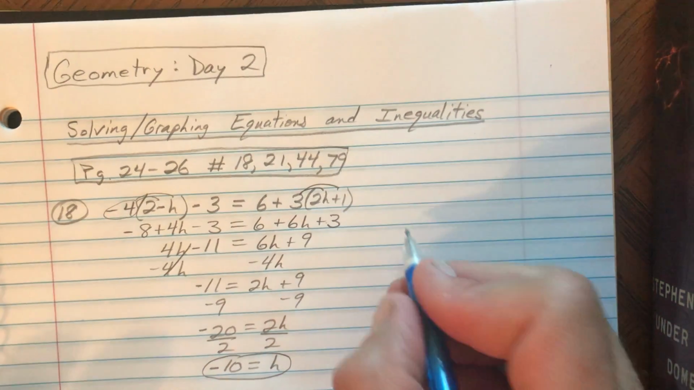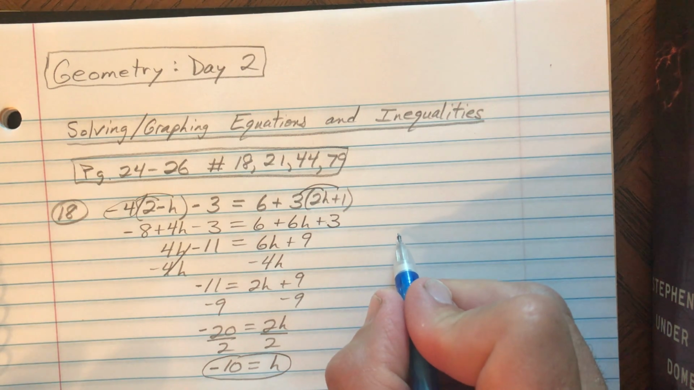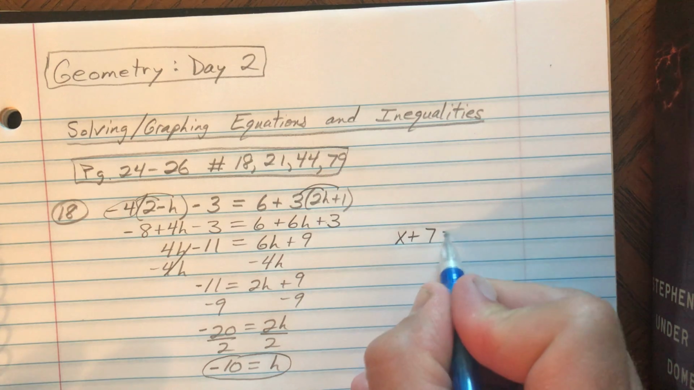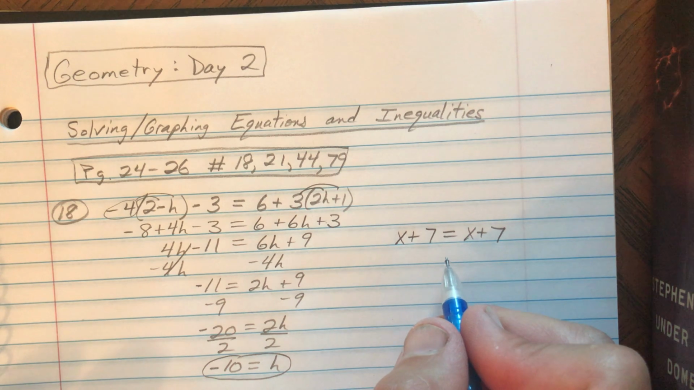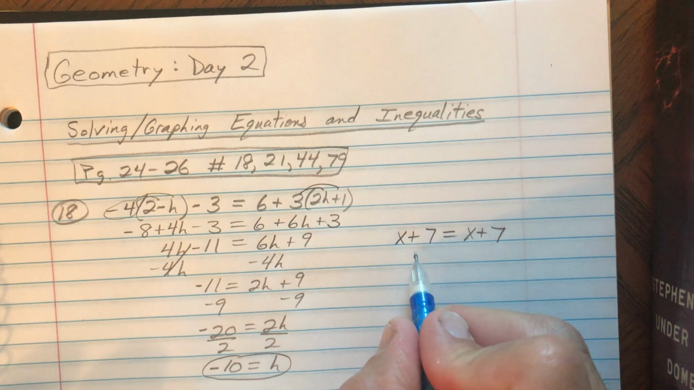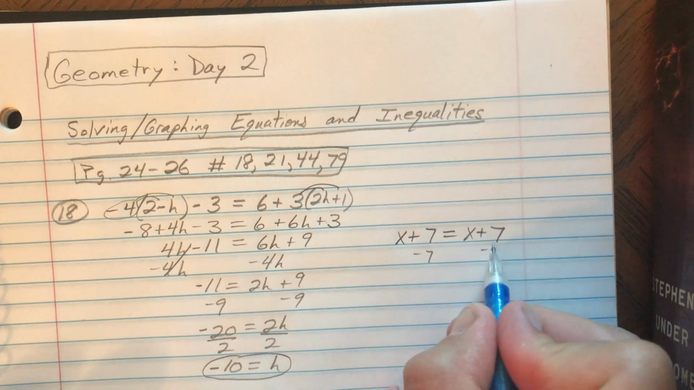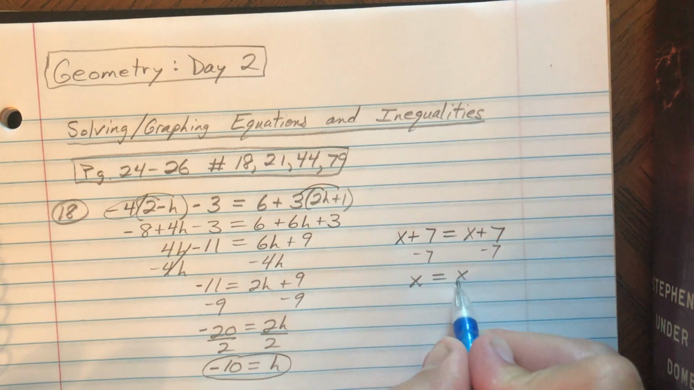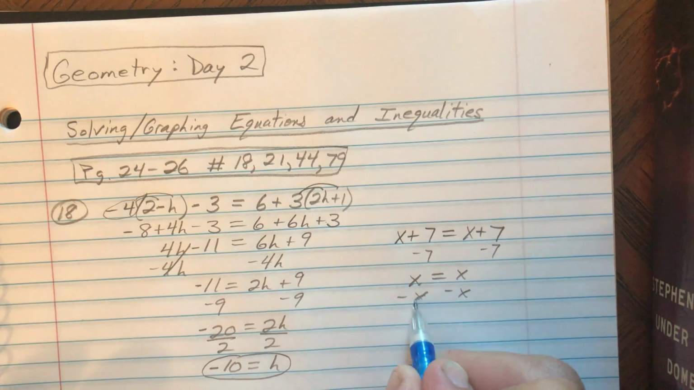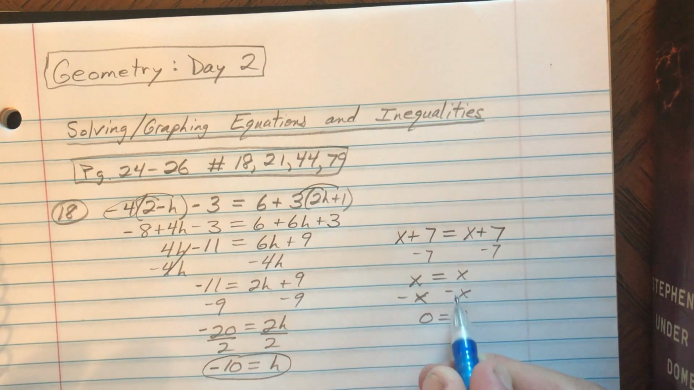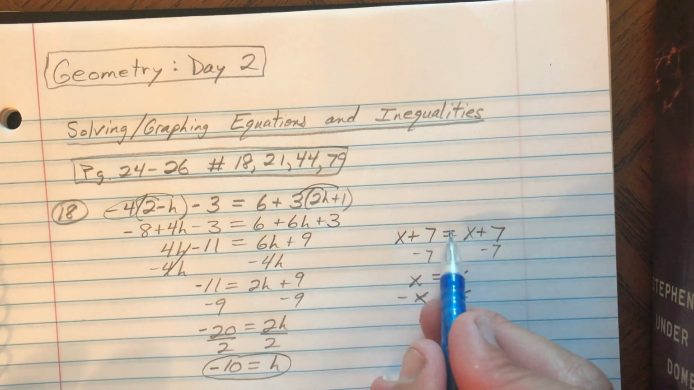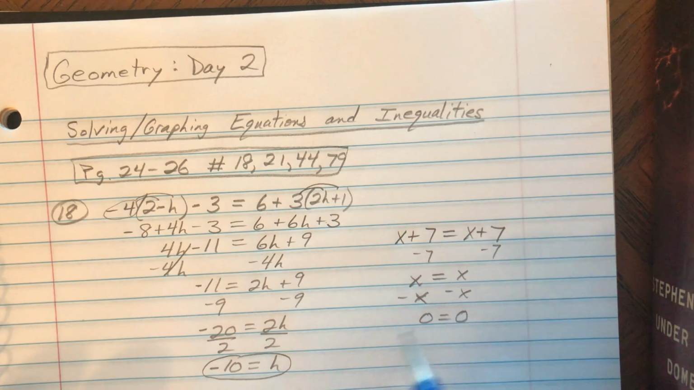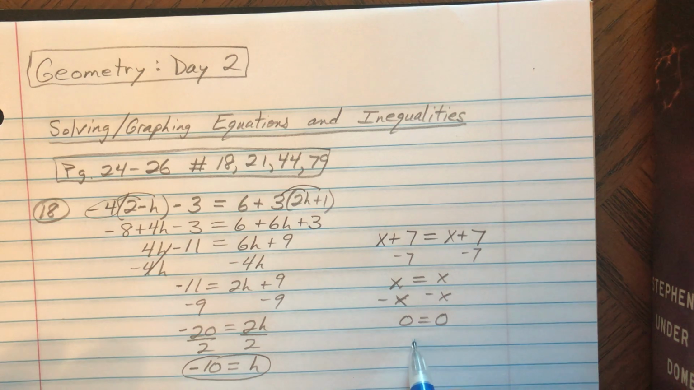Now, just as a side note, let's say you got x plus 7 equals x plus 7. The answer to this equation is all real numbers, because if you tried to keep going, it would say 0 equals 0. Well, let's back it up to where we started. If you think of any number in the world and add 7 to it, it of course is going to equal that same number plus 7. So in that case, our answer is all real numbers.